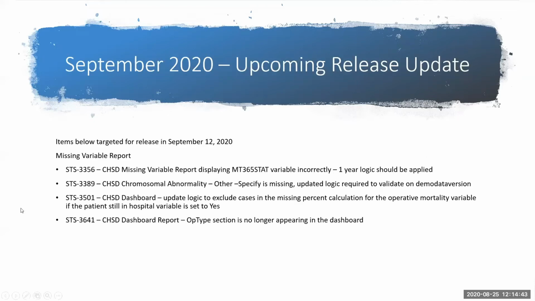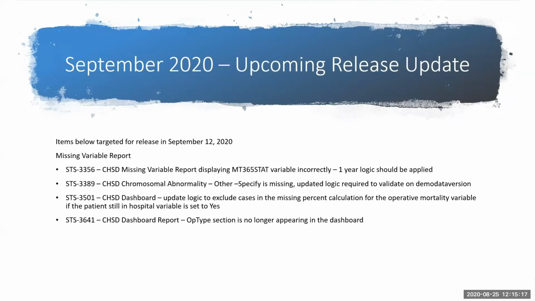All right, looking to next month, for September 2020, currently slated for the 12th. Starting with the missing variable report, we have STS 3356 in regard to the status at 365 days after surgery. That variable has been reported as not appearing when it should and appearing when it should not. And so we are looking at updating the logic to include that 1 year logic so that should address both scenarios.